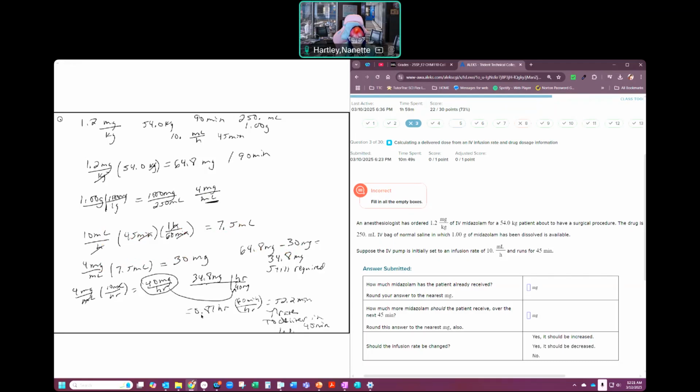And I can take that 34.8 milligrams that I still need, and I can divide it by the 40 milligrams per hour that I got from combining the current concentration, 4 milligrams per milliliter, and the current rate, the 10 milliliters per hour. And if I do that division of how much is left and what the current dosage rate is, then I see that the time that's required is more than what is available to me. And so that's why I have to do an increase in that rate.